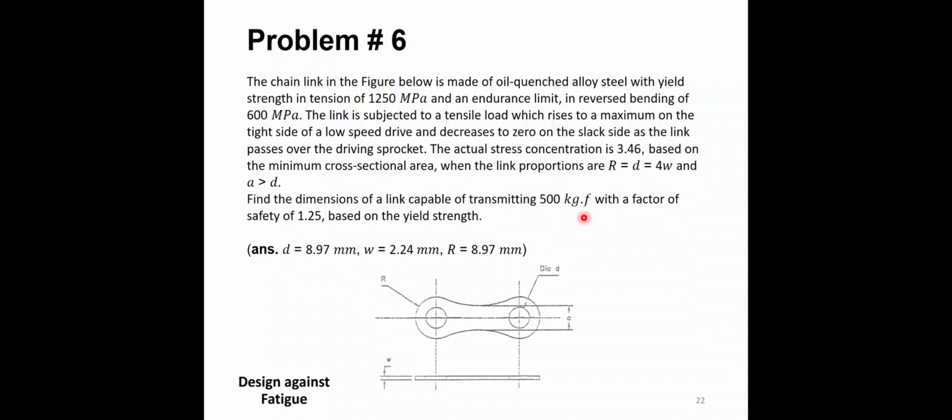This is the maximum force, obviously. The minimum force is 0, with a factor of safety 1.25 based on the yield strength. So in this case, we're going to focus on the cross-sectional area, and once we find the cross-sectional area and using these proportions, we'll be able to find all the values.